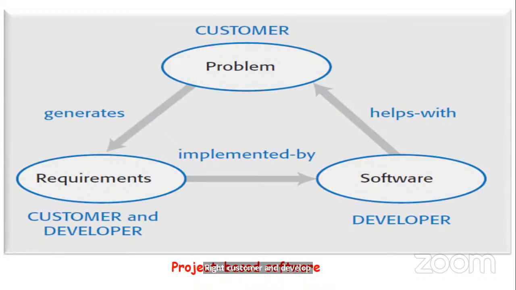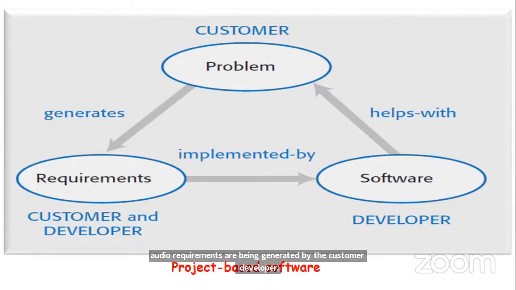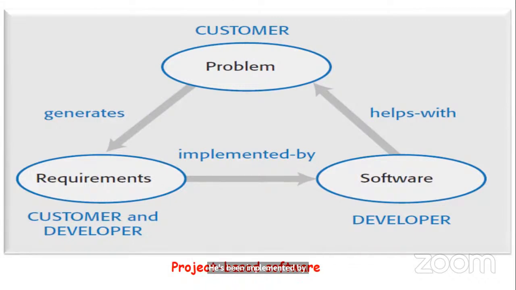Then all the requirements that have been generated by the customer and developer are implemented by the developer, and the software so produced helps the customer with the problems he has. So we have a problem, we generate requirements from the problem, the requirements are implemented, and it solves the problem of the user. So that is what project-based software looks like, not solo-based software development.